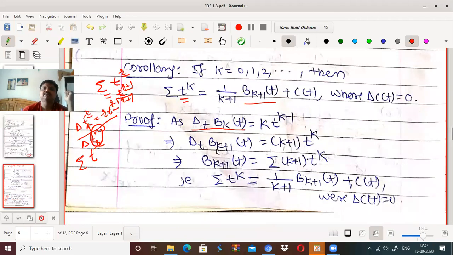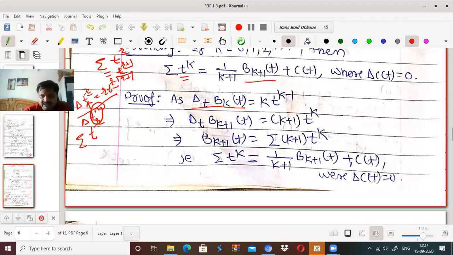So delta t of b_{k+1} of t equals (k+1) t to the power k. Now using the definition of summation, if the delta of b_{k+1} is this, then by using the definition of summation, the summation of this must be b_{k+1}, and therefore the summation of (k+1) t to the power k must be this b_{k+1} of t, isn't it?